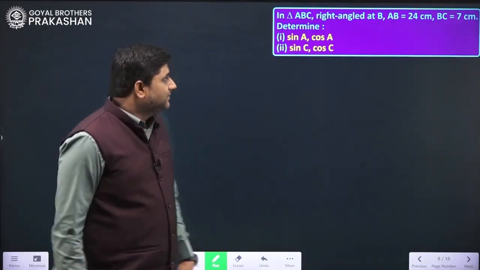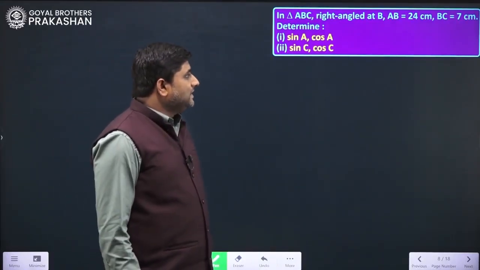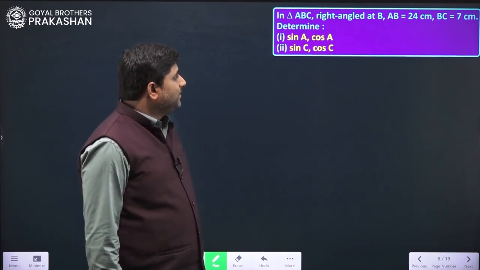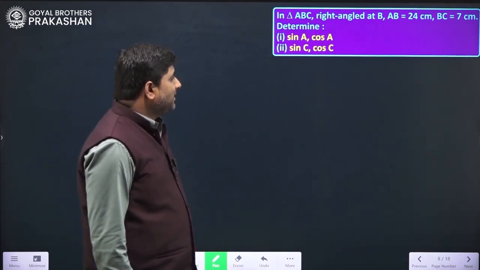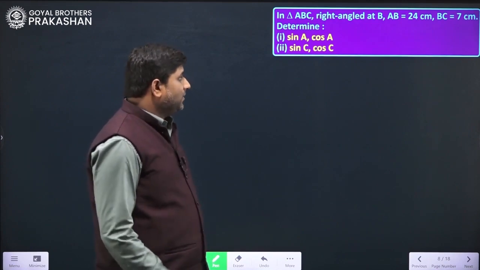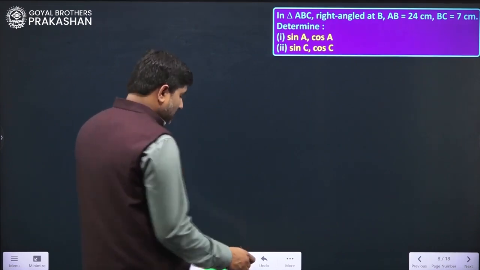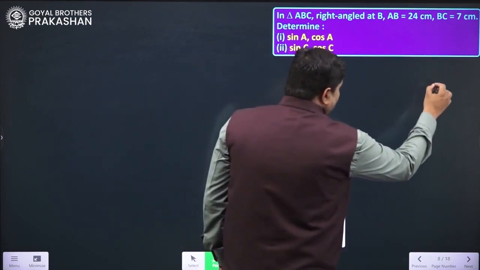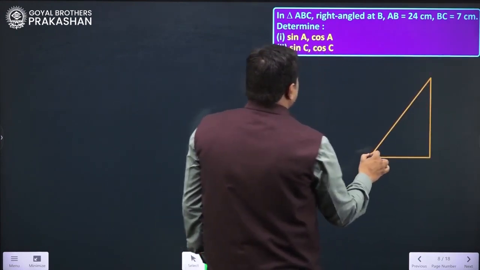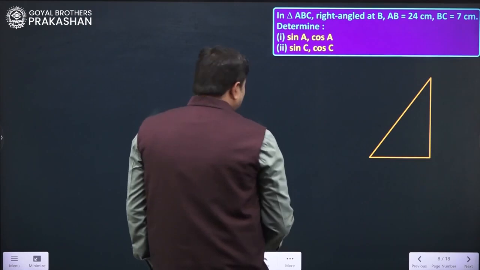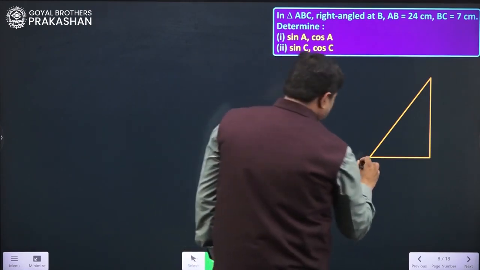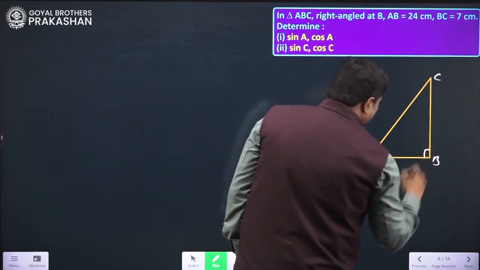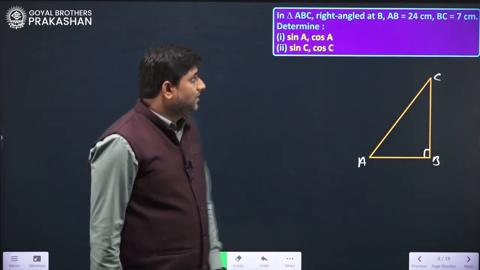So the question is, in triangle ABC right angled at B, AB is equal to 24 centimeter, BC is equal to 7 centimeter. Determine sin A, cos A and secondly sin C, cos C. So first let me draw a right angled triangle. Suppose this is a right angled triangle, right angled at B, ABC.